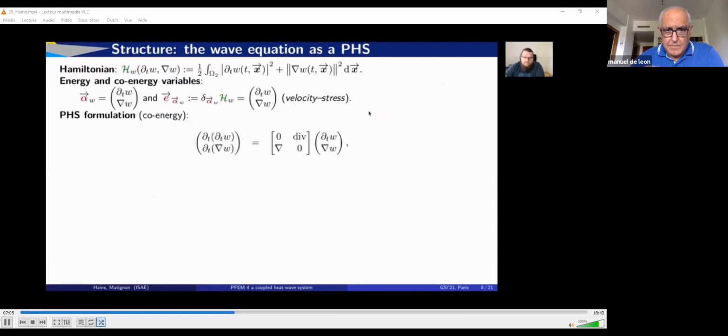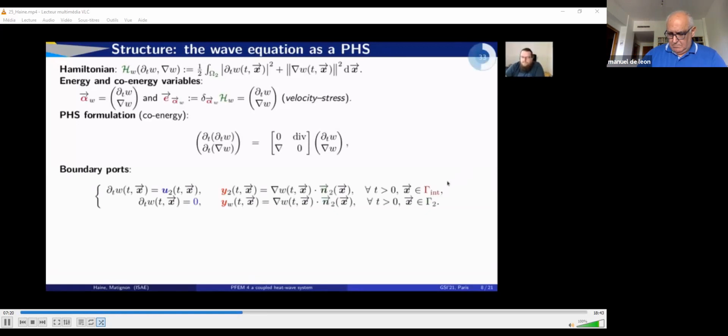And the co-energy formulation of the port-Hamiltonian system is given by this equality. So we recover divergence and gradient, but we do not have the minus as for the heat equation. The boundary port again makes appear the interface and the other part of the boundary for the wave domain, that is Gamma 2. We control the velocity of the membrane, and we observe its deformation.